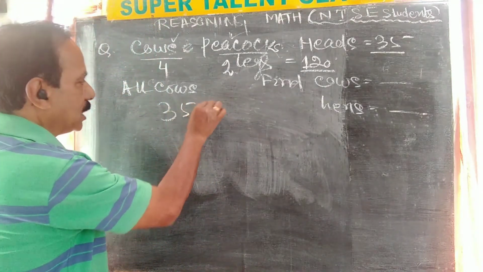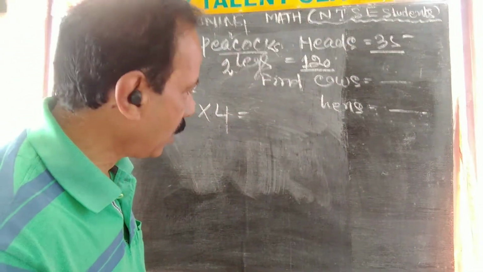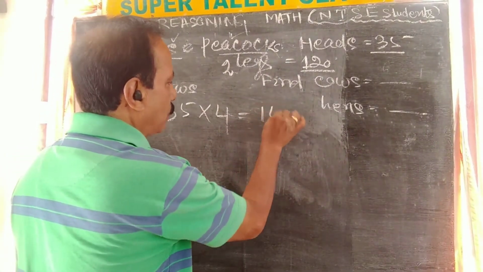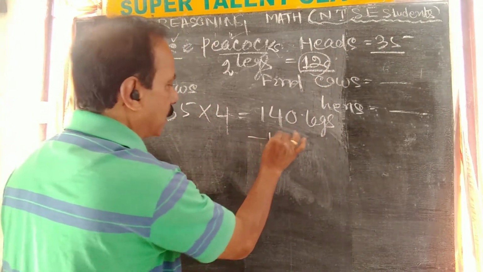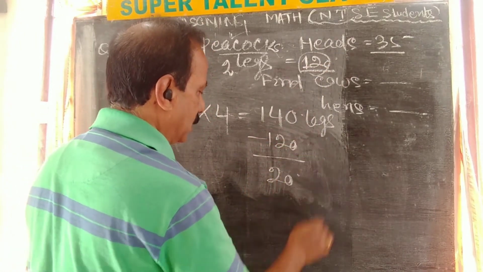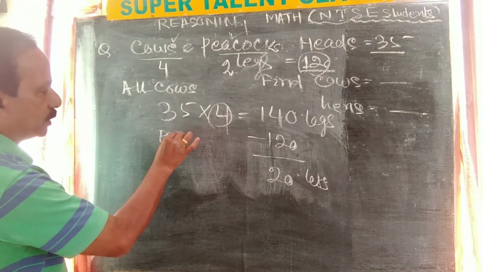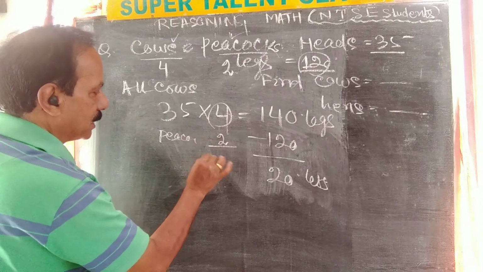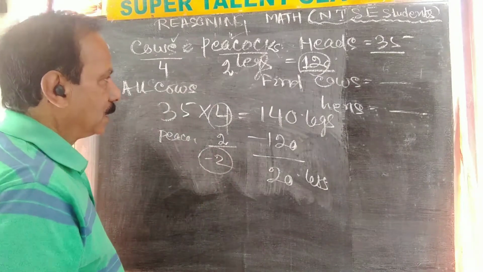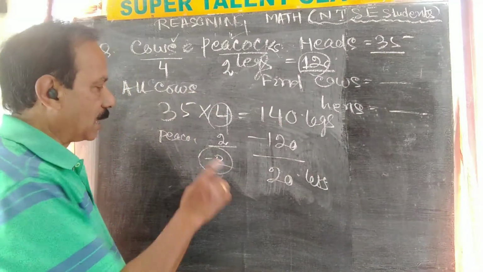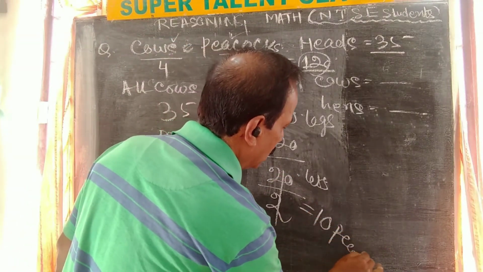Just see, 35 into 4. How much is that? 35 into 4. Take all cows. How much? 140 legs. But what are the legs given? 120. Very simple. So how much less? 20. 20 less, because instead of cows there are peacocks. How many legs does a peacock have? 2. So the difference is 2 per bird. If instead of one cow there is one peacock, there will be 2 legs. For 20 legs divided by 2, how much? 10 peacocks.